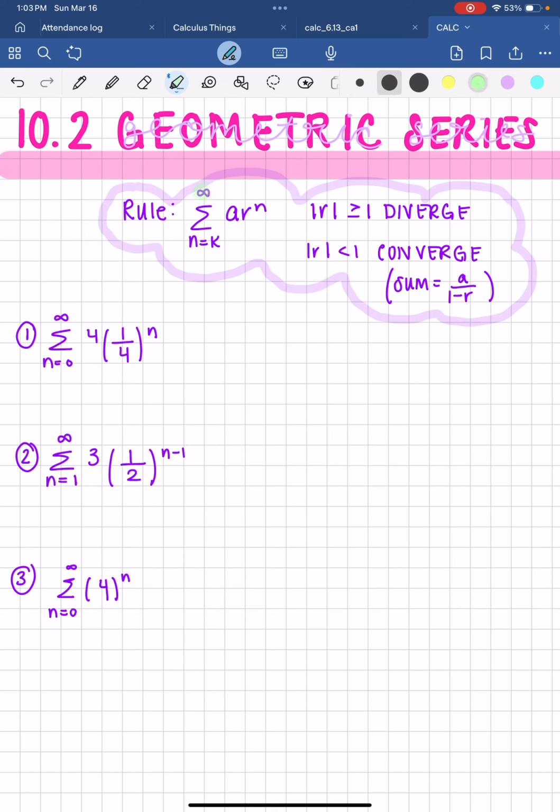So if we have a geometric series in this form, ar to the n is equal to k, it can look like ar to the n minus 1. It doesn't matter. Then we are going to diverge if the absolute value of r is greater than or equal to 1, and we are going to converge if the absolute value of r is less than 1. And remember what r is. r is the common ratio.